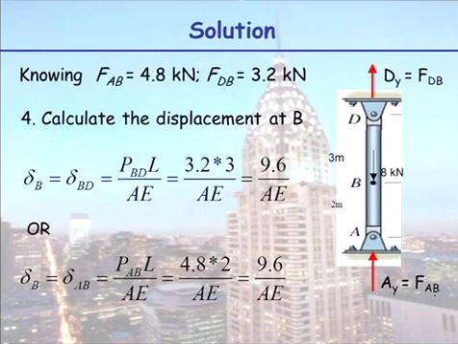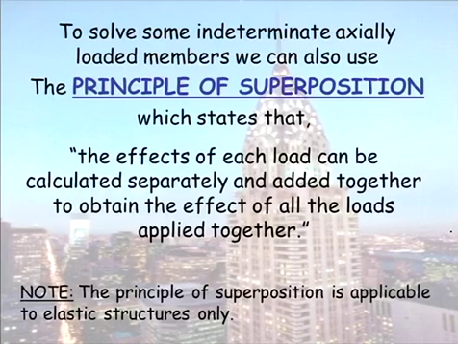And once you know the value of these forces, it says calculate the displacement at B. Well, you can then back substitute into your PL on AE equation, and regardless of which one you substitute in, you will get the same value. So this point here is moving down an amount 9.6 on AE. So far, so good? Okay.